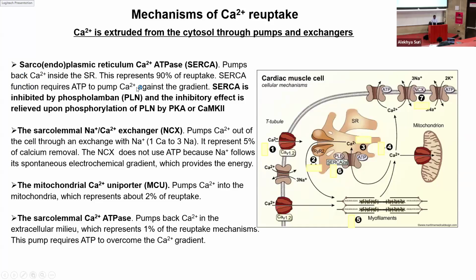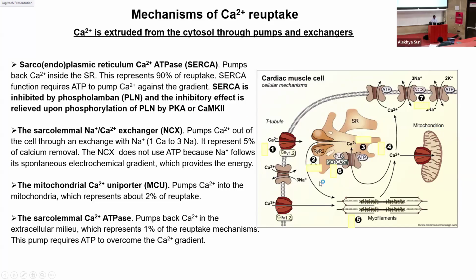this pump restores the calcium into the SR, and this mechanism represents almost 90% of the calcium reuptake process. And again, it is working against the gradient because the lumen of the SR itself contains like 500 micromolar calcium. So the pump has to work against the gradient. Therefore, it requires energy, and the energy is provided in the form of ATP. The pump itself is an ATPase, so that's why it is called a sarcoendoplasmic reticulum calcium ATPase. So by using the ATP as energy source, it restores the calcium into the lumen of the SR.